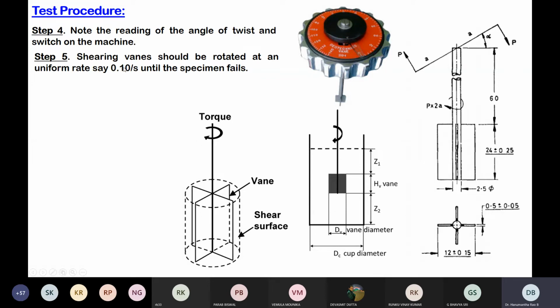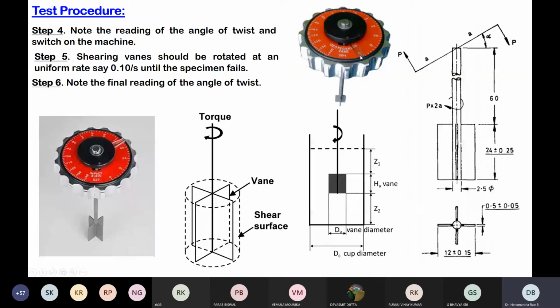Usually the shearing rate should be rotated at a uniform rate of say 0.1 angle per second until the specimen fails. So this is how the torque is applied. You need to apply the torque until the entire sample is completely sheared in the cylindrical direction. So you can say this is the final reading, and this is the initial reading. Note down the initial and final reading, then calculate the amount of the load applied.